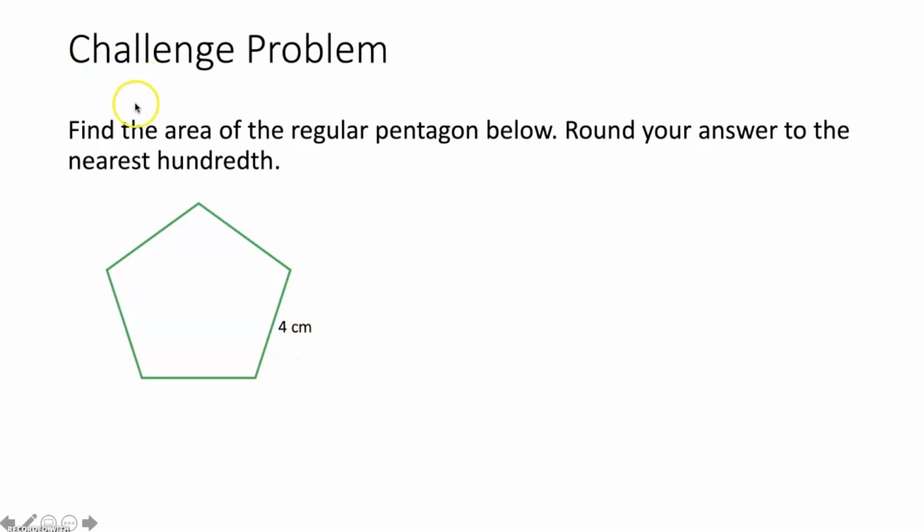Now we get a challenge problem. So this says find the area of the regular pentagon below. Round your answer to the nearest hundredth. So this time we have a pentagon, but it works the same way. In order to find the area of a regular polygon, what you need to do is use the area of a regular polygon formula. Area is equal to 1/2 the apothem times the perimeter. So we need to find the apothem and the perimeter.